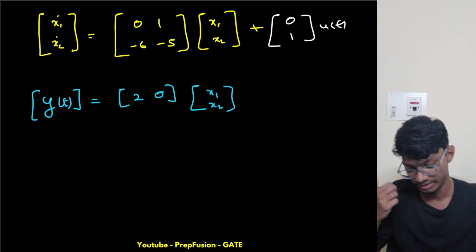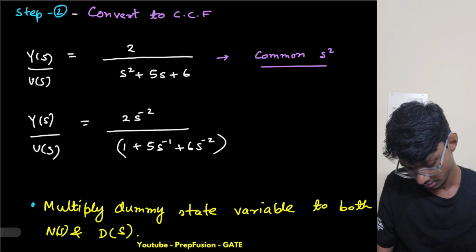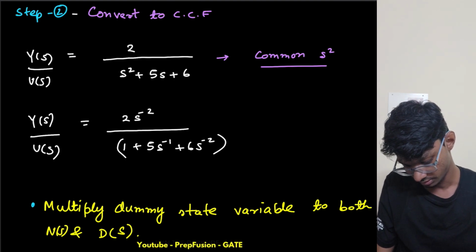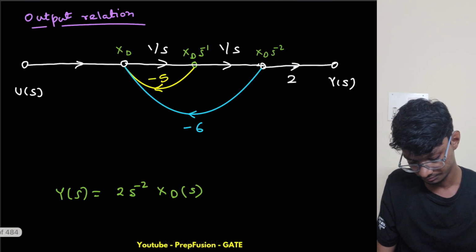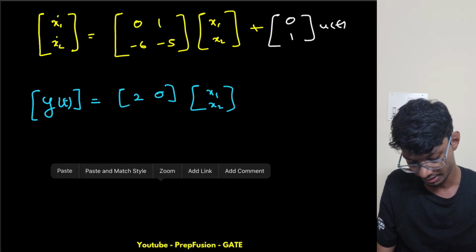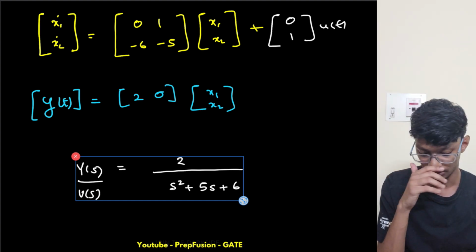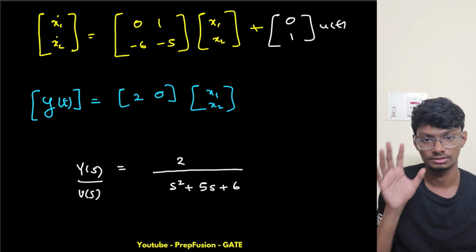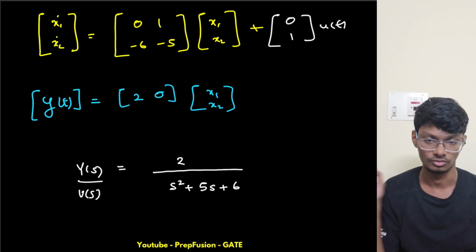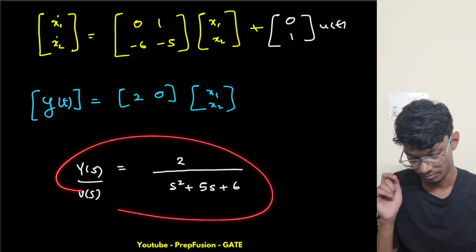If I write the transfer function, then from there you will understand. This transfer function, copy and paste this one. You could have written the canonical form directly here, because the question has asked us to find the state space diagram. That's why we draw the state space diagram, and from there I wrote the state equation. But you can go from here to here directly.